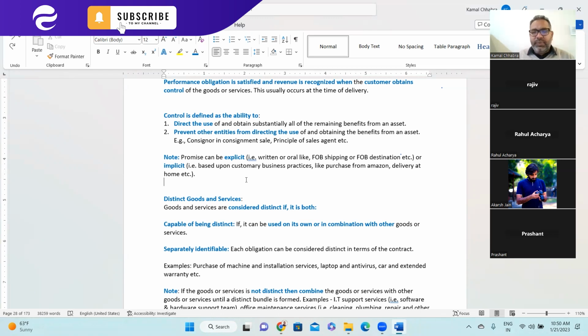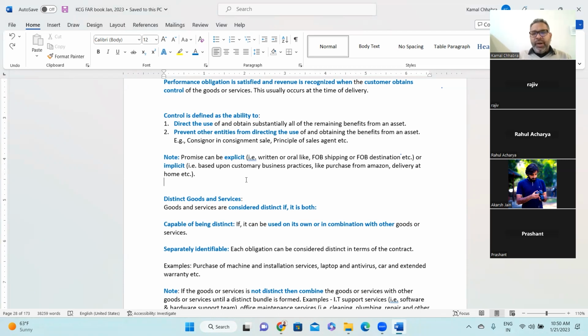So the note over here is that a promise can be explicit or implicit. Like we discussed earlier also, the promise to provide goods and services or to make the payment can be either written or oral, right? Or, for example, it can be explicitly mentioned as FOB shipping, FOB destination, right? I'm sure on some of the invoices you might have seen that. Or it can be implicit. Implicit means customary practice, or you can say industry practice or business practice. For example, if you are purchasing anything from Amazon, it's implied that delivery will come to your home, right? Isn't it?